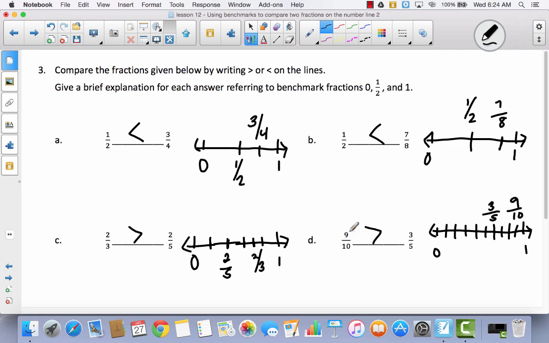And if I look at these two numbers, 9/10 is almost a whole, and 3/5 is more than a half, but it's not almost a whole. 4/5 would even be more than 3/5. All right, so let's keep going.